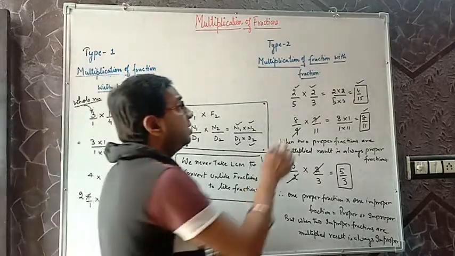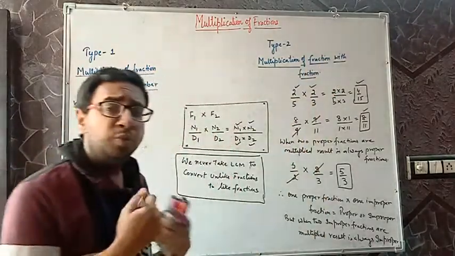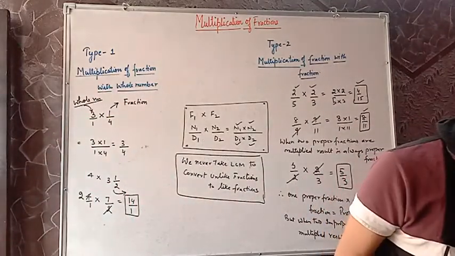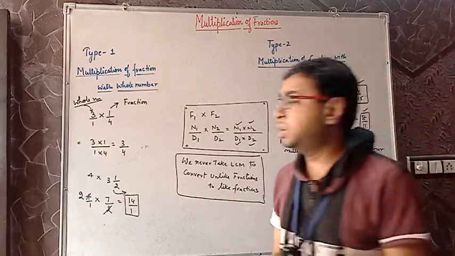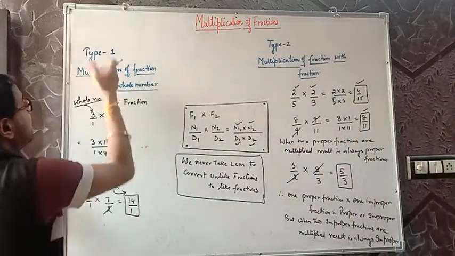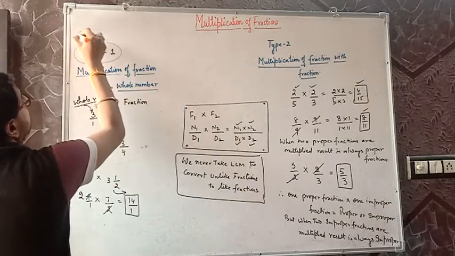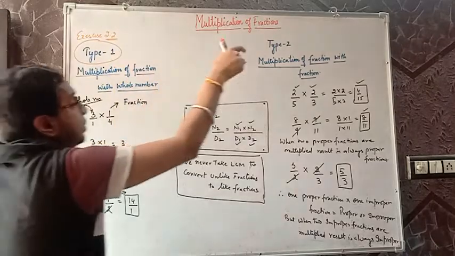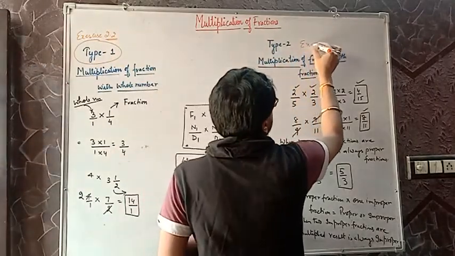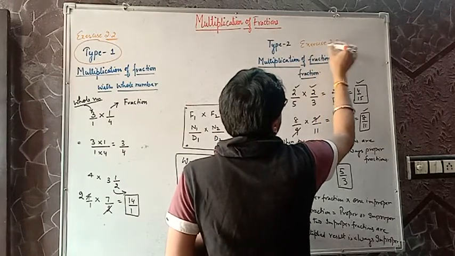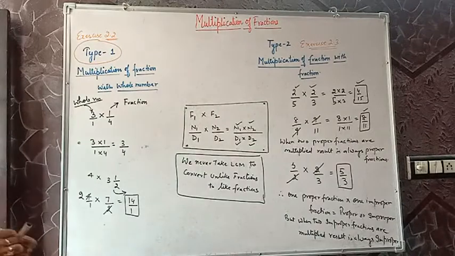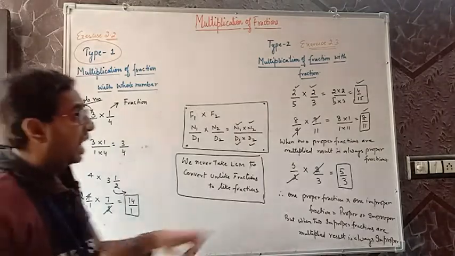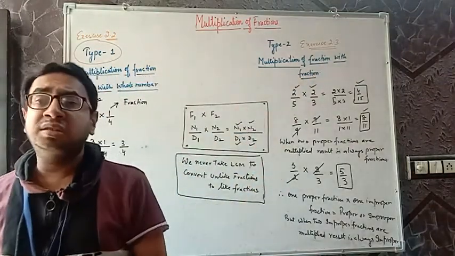Clear? So here we can have mixed fractions also. You convert the mixed fraction into an improper fraction, then you can solve. Clear with this? So you have to understand why I have segregated this into types. Type 1 is completely involved in exercise 2.2 of your NCERT, and type 2 is completely dedicated to exercise 2.3 of your NCERT. That is why I have segregated them.